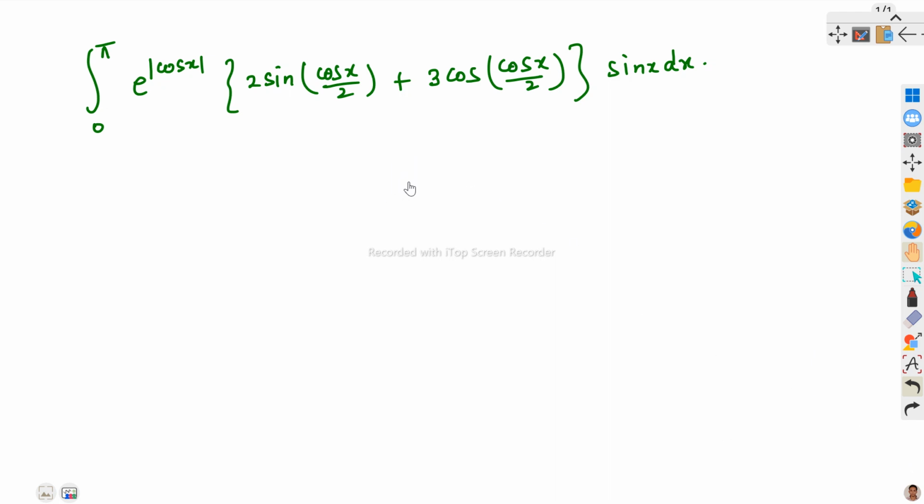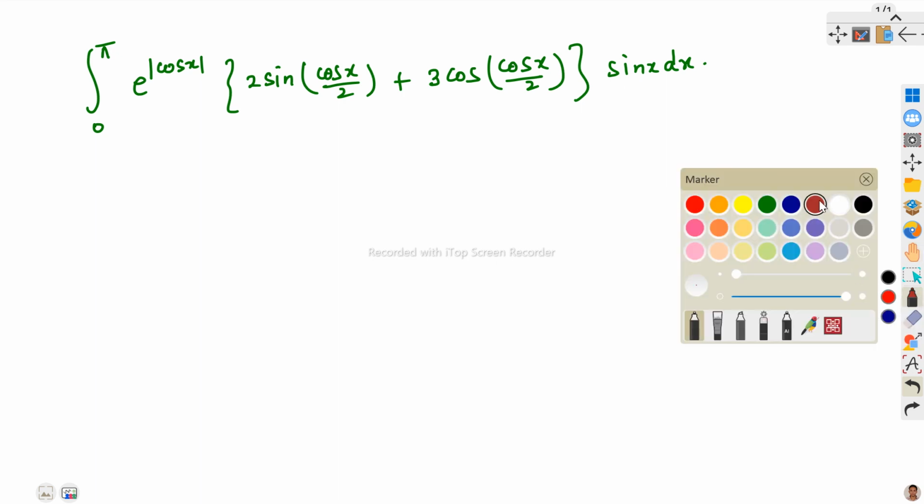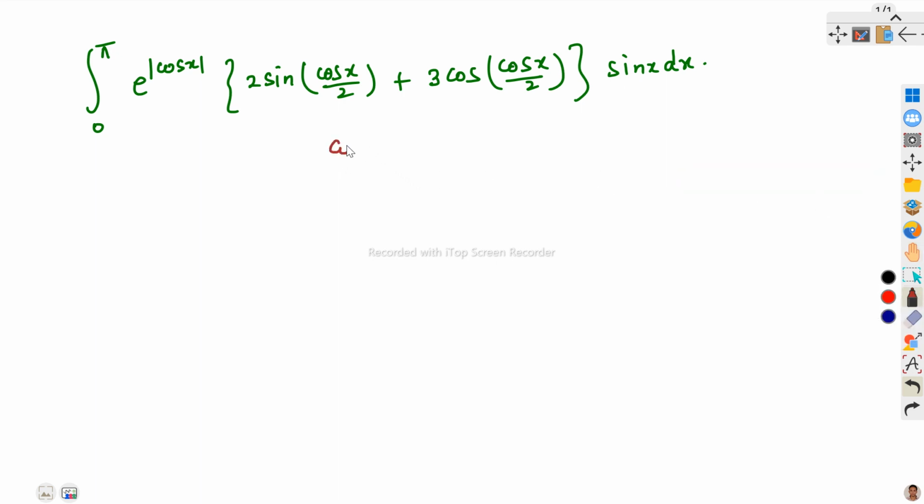We are given a problem of definite integration. We are going to use the substitution method to solve this problem. So first of all, substitute cos x upon 2. Let cos x upon 2 equal u.